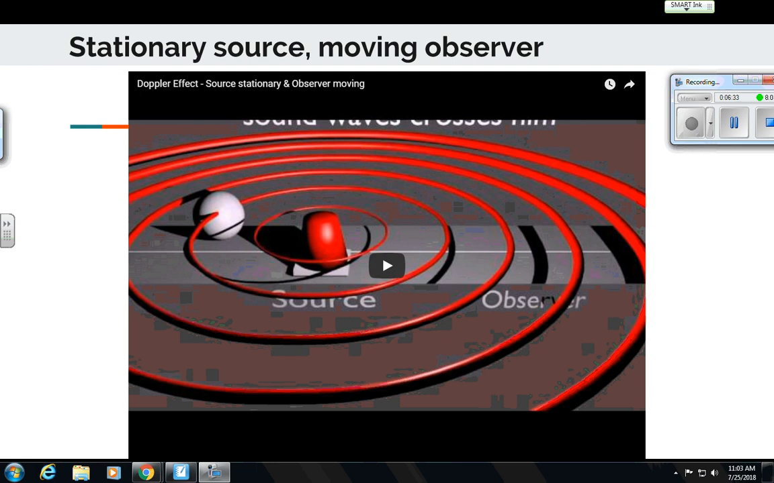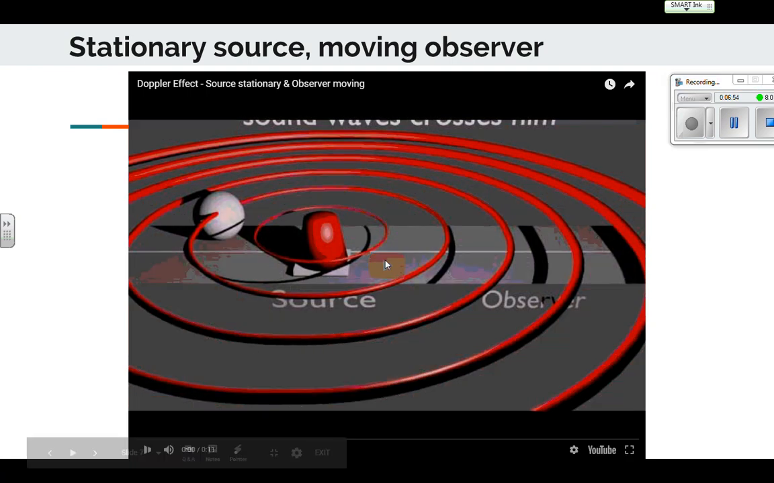It's a similar effect when the receiver is moving and the source is stationary. You still get a Doppler effect where the observed frequency will shift, but it's for different reasons. So I want to show you this little video that I think does a good job of showing you what's going on when the source is stationary and the observer is the one that's moving. So let's take a look at that.